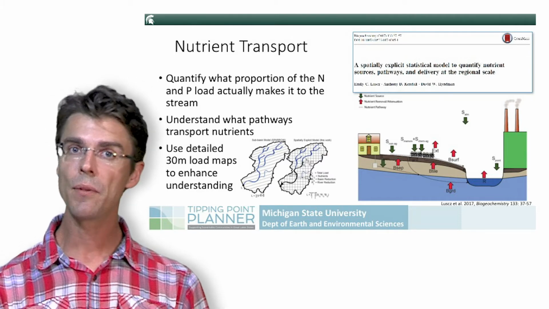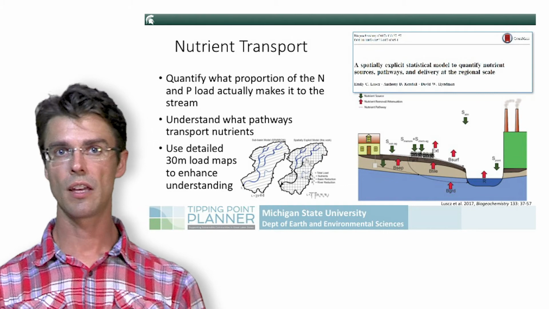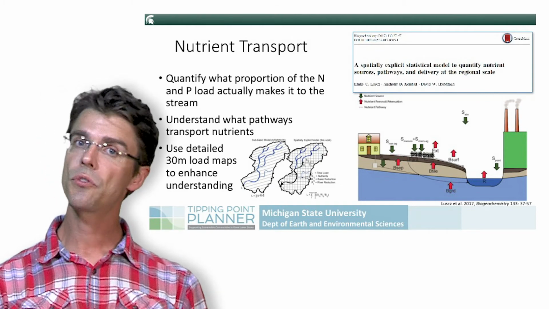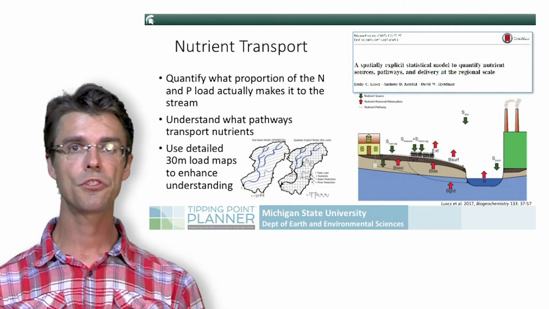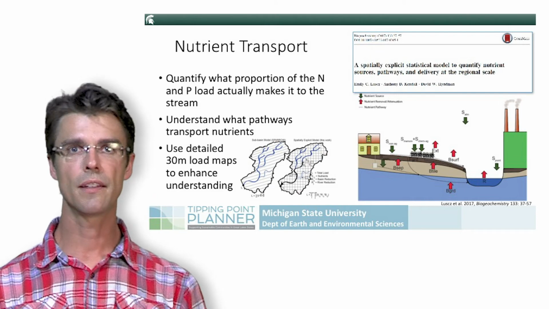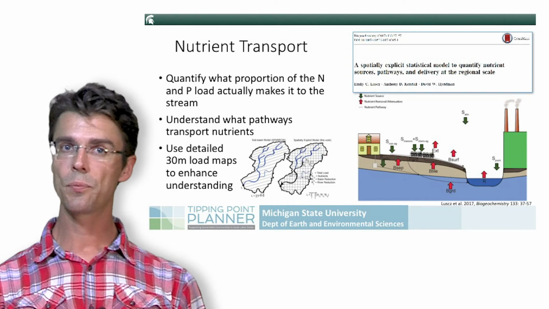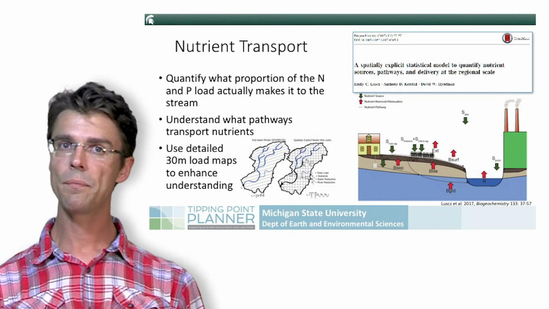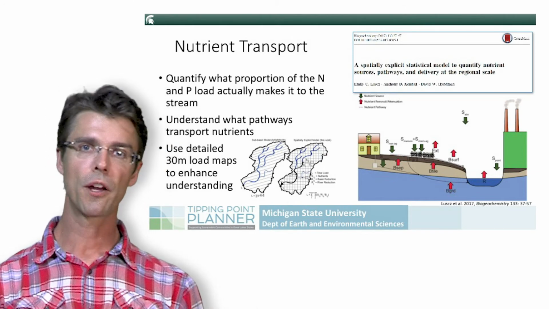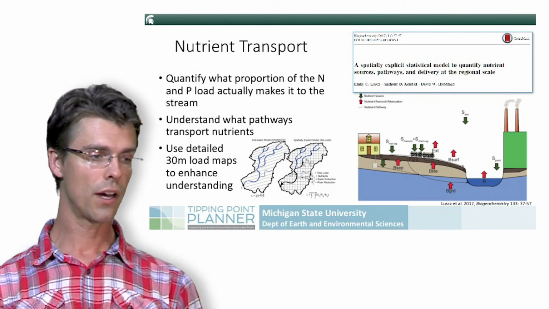Nitrogen is lost to the atmosphere, like in the manure case, for example. Nitrogen is taken up in streams and converted both to atmospheric nitrogen as well as to the community within that system. So we need to be able to transport our nitrogen and phosphorus from their point of application to their ultimate water body that we're interested in understanding the water quality.